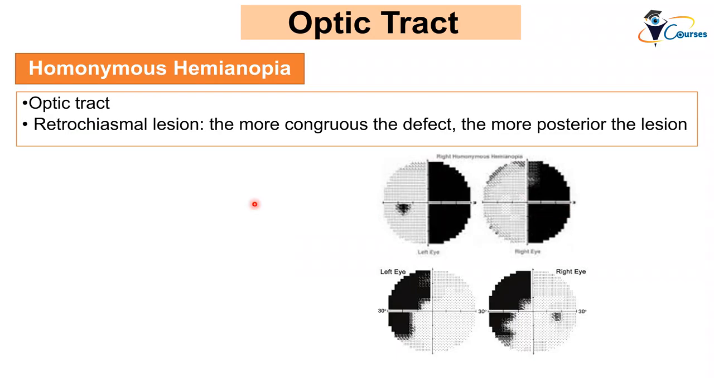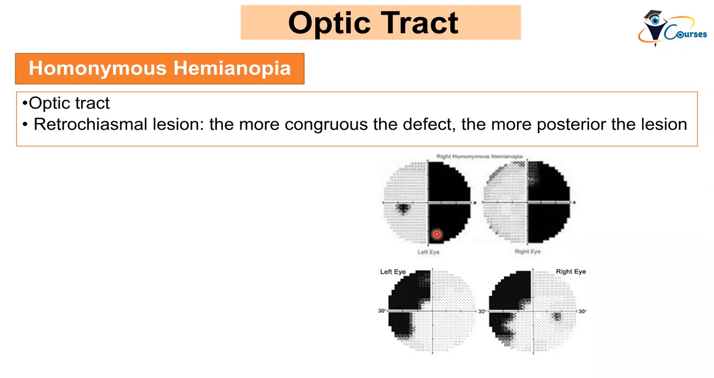Since we are speaking about the left optic tract, you can see that the visual field defect here involves the right hemifield of the right eye and the right hemifield of the left eye. So this is called right homonymous hemianopia, because it involves the right hemifield of the right eye and the right hemifield of the left eye. And this patient has a left optic tract lesion. So a left optic tract lesion will cause right homonymous hemianopia.